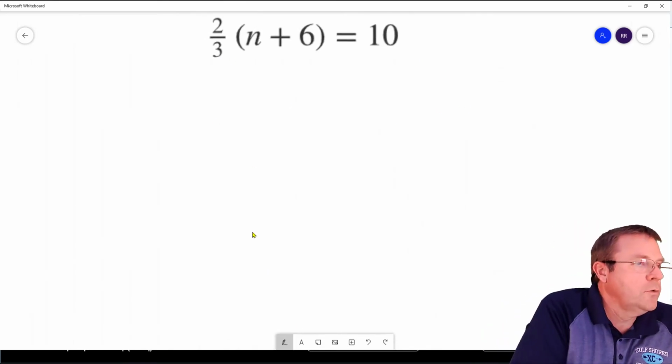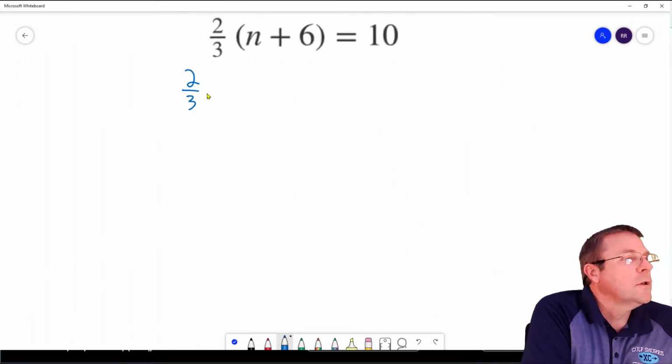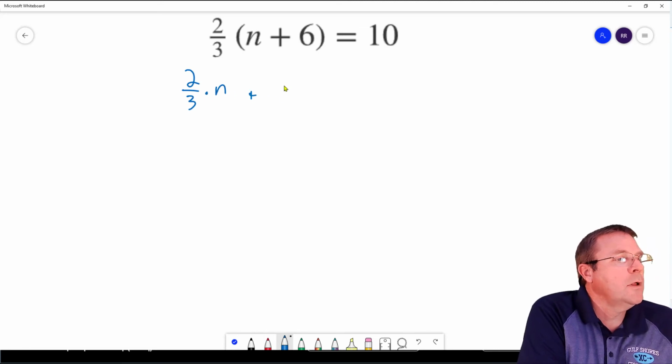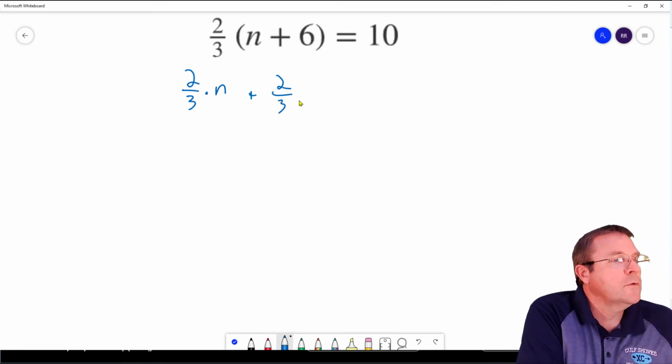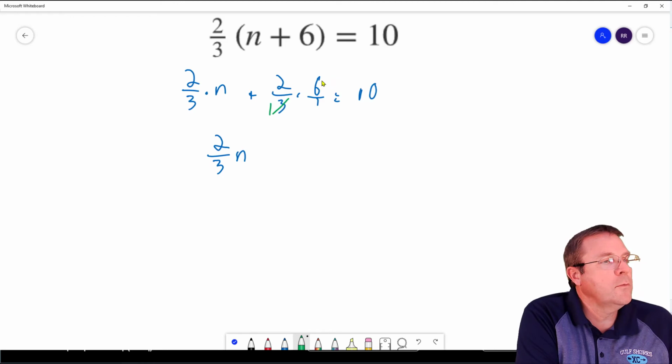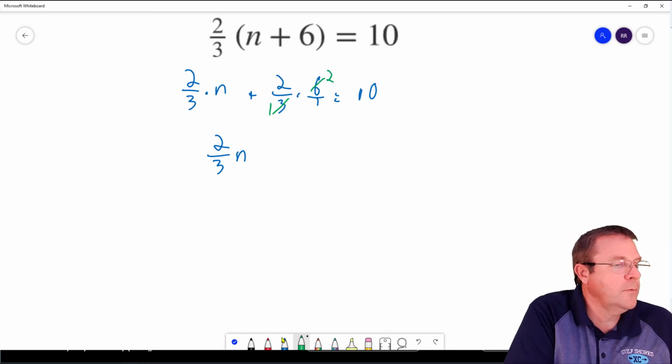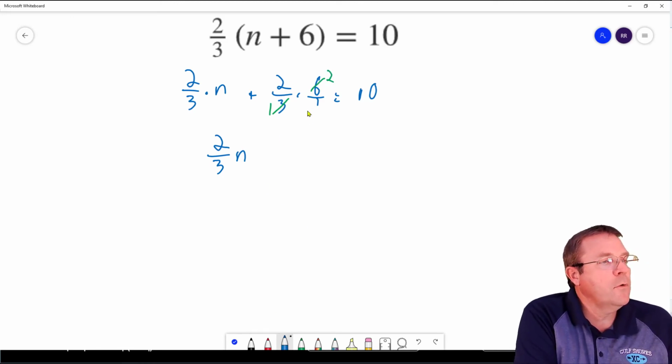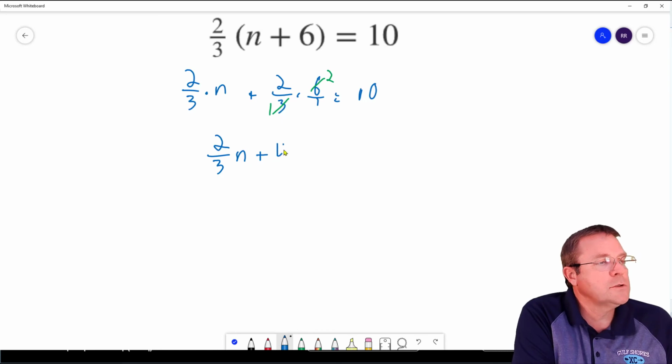I'm going to say 2/3 times n plus 2/3 times 6/1 is equal to 10. That's going to leave me with, right here, 2/3 n. Simplify before I multiply. 3 goes into 3 once, 3 goes into 6 two times, which means I'm going to get 4/1, otherwise known as just 4, plus 10.